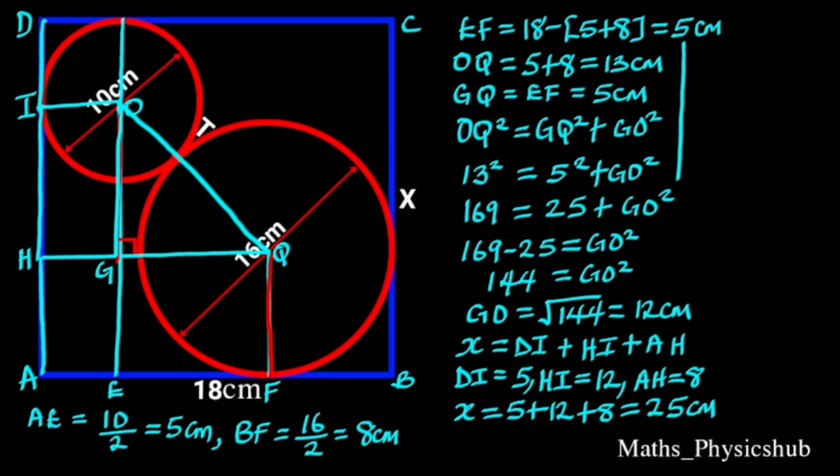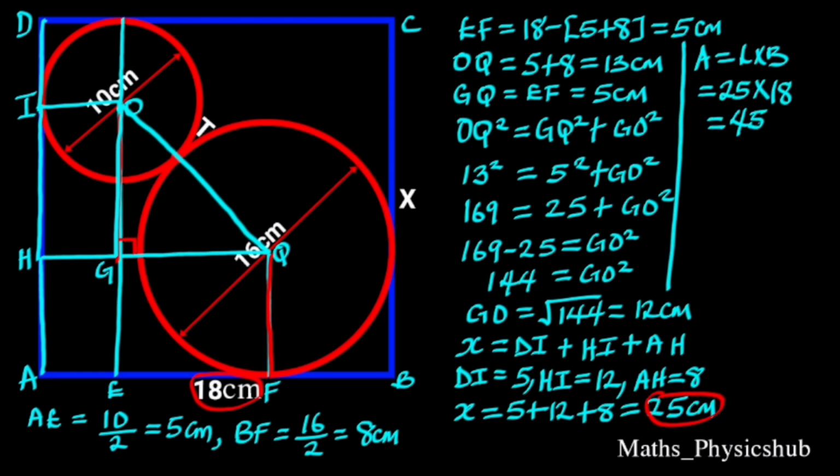To find the area, the area of a rectangle is given by length times breadth. The length of the rectangle is 25 centimeters, and the breadth is 18 centimeters. Substituting these values in this formula will give us area equals 25 times 18, which is 450 centimeters squared.